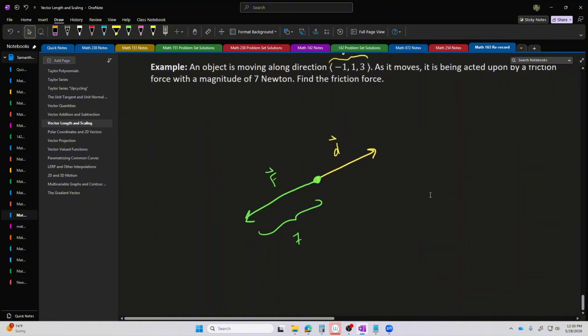So the first thing I'm going to do is I can apply a negative scalar to the direction vector, and that's going to flip it in the opposite direction. So if I think about negative d, which is equal to 1 comma minus 1 comma minus 3, that's going to be the vector d flipped in the opposite direction.